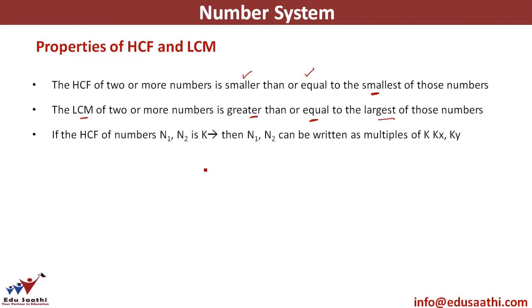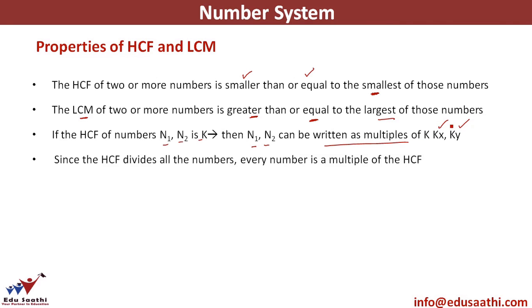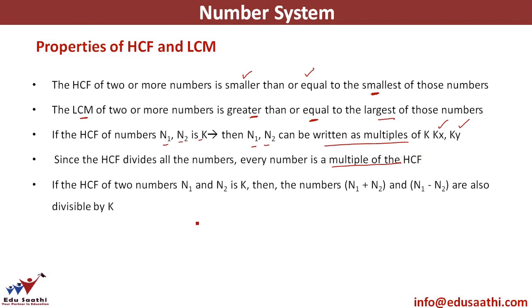If HCF of numbers n1 and n2 is k, then n1 and n2 are always multiples of k. So both the numbers are multiples of their HCF. Since HCF divides all the numbers, both the numbers are multiples of HCF. That is what you need to understand.